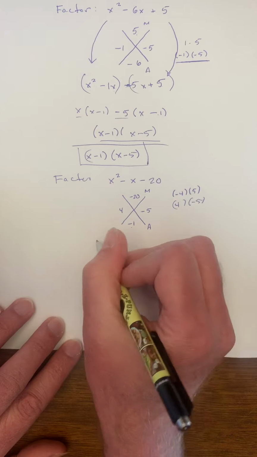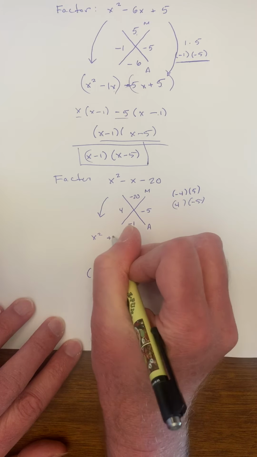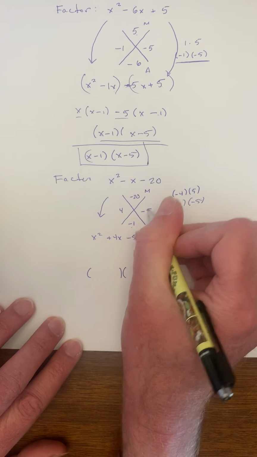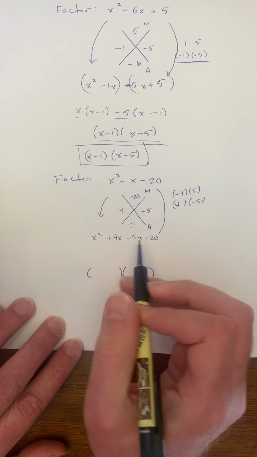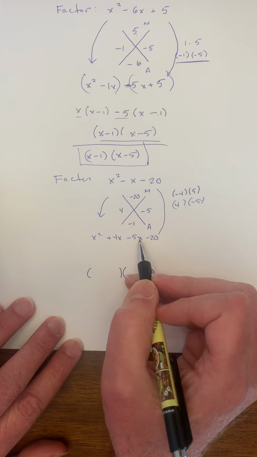So bringing this down, I get x squared plus 4x minus 5x minus 20. So I brought down the minus 20. I know that's going to be 4x. I know that's going to be 5x. I can group.